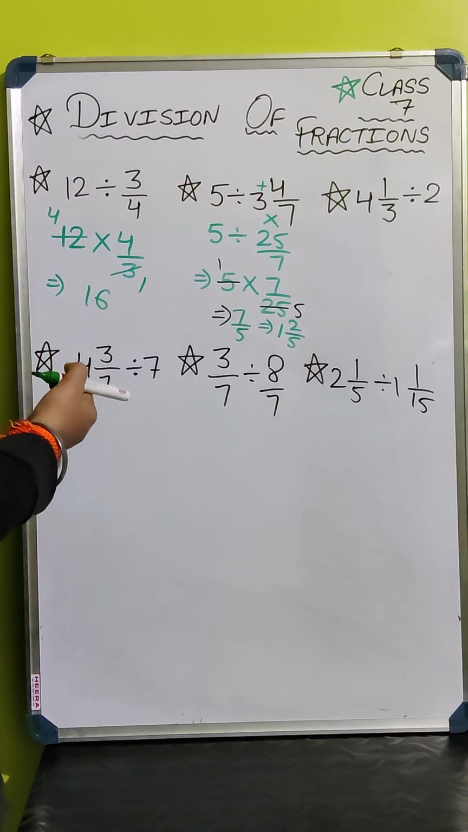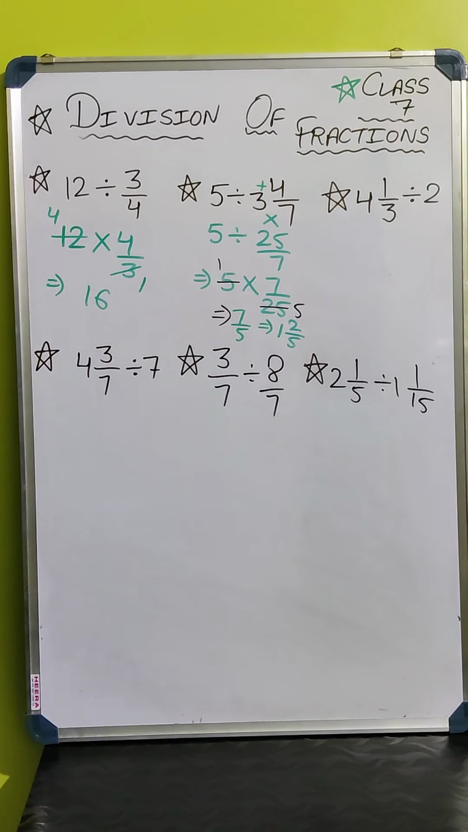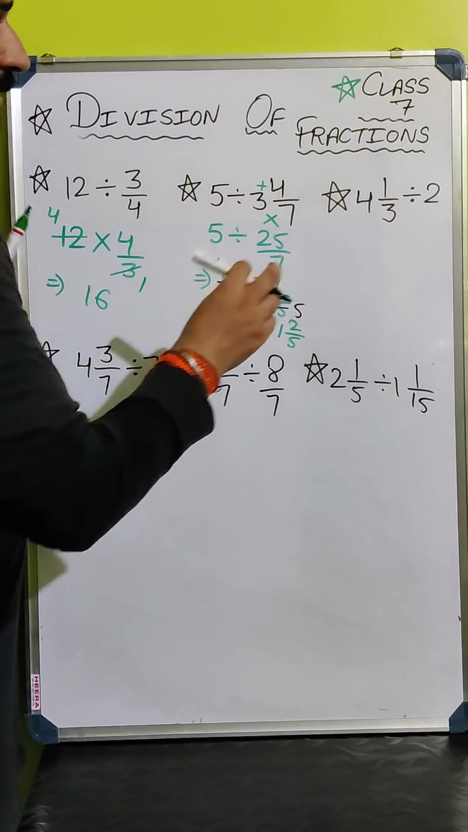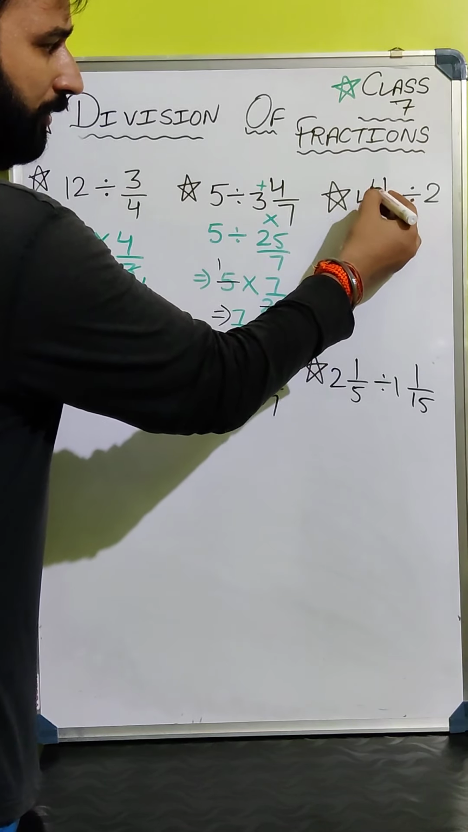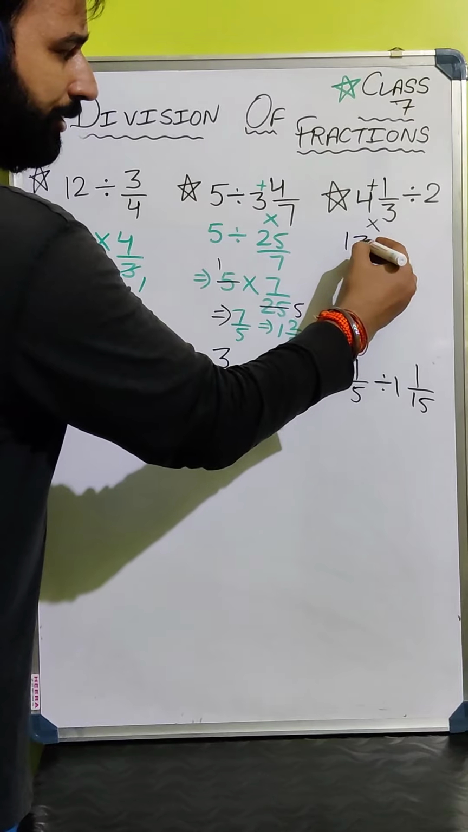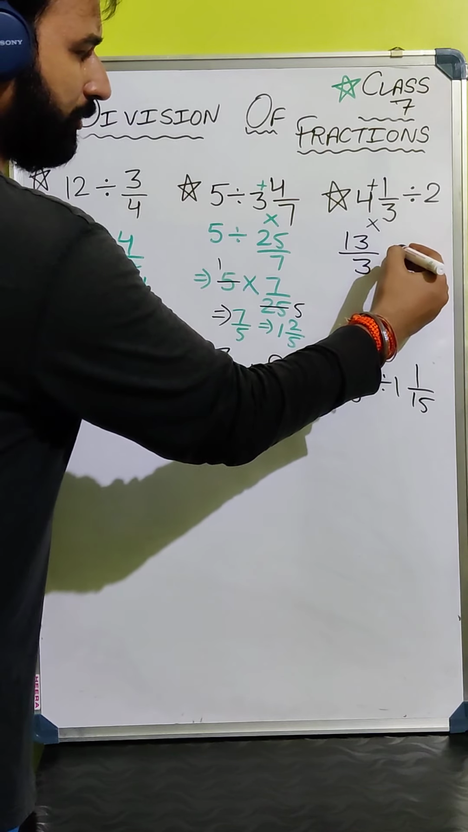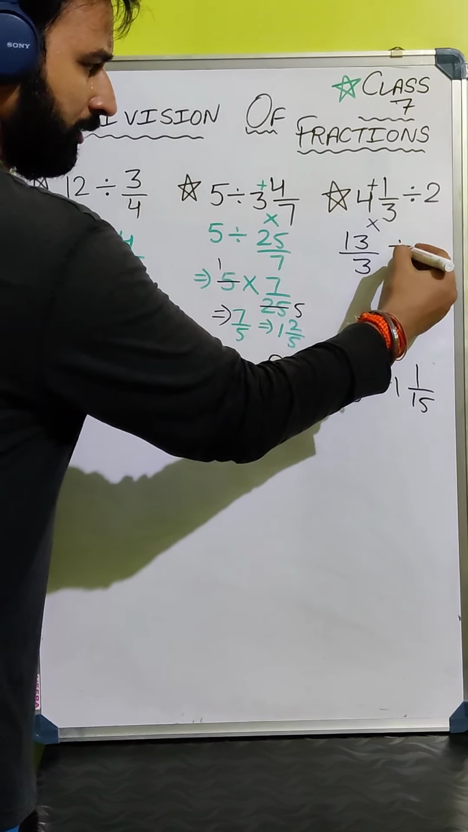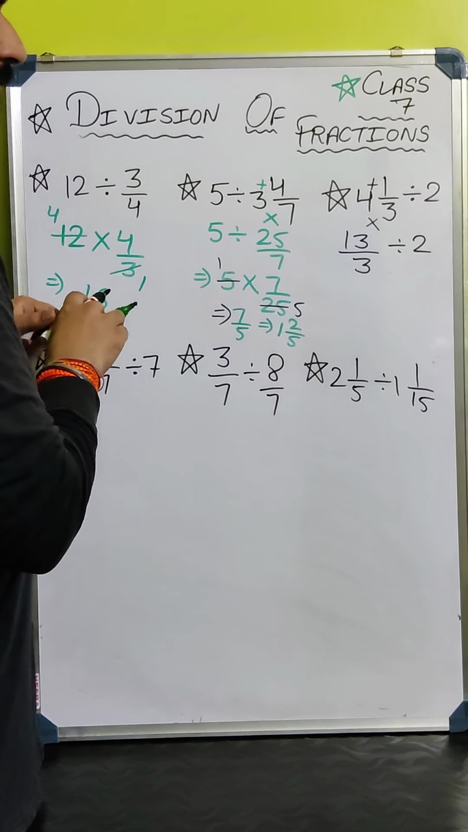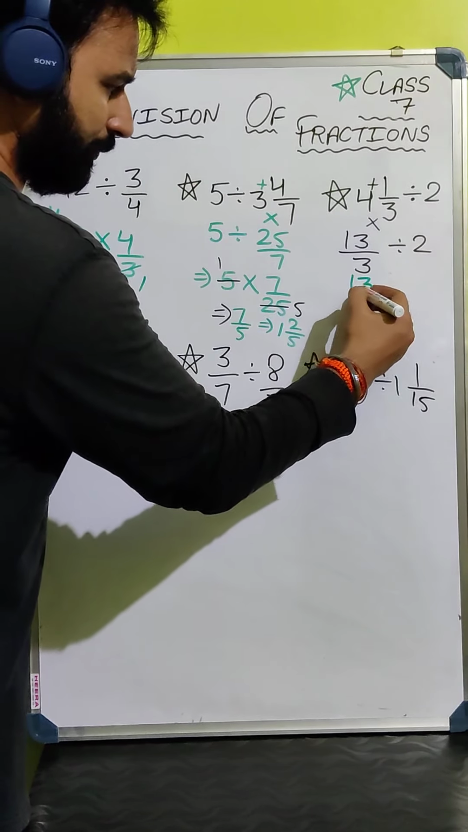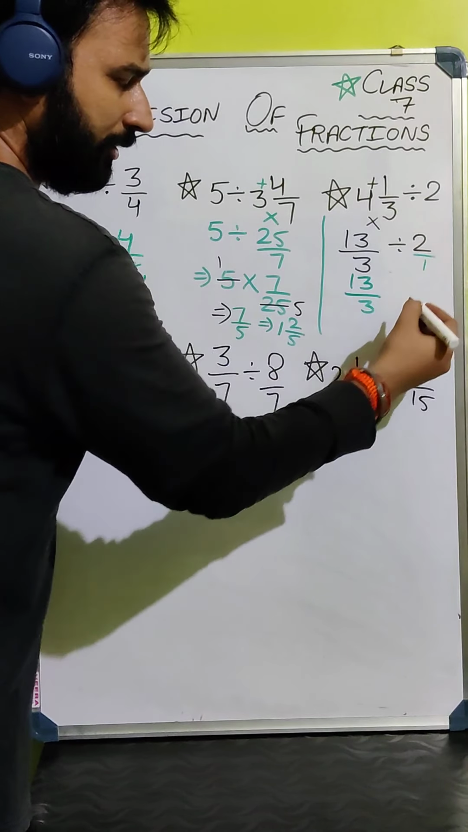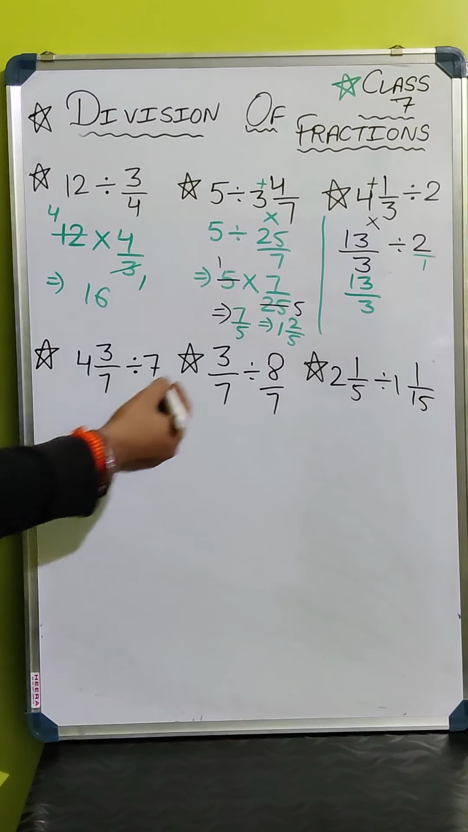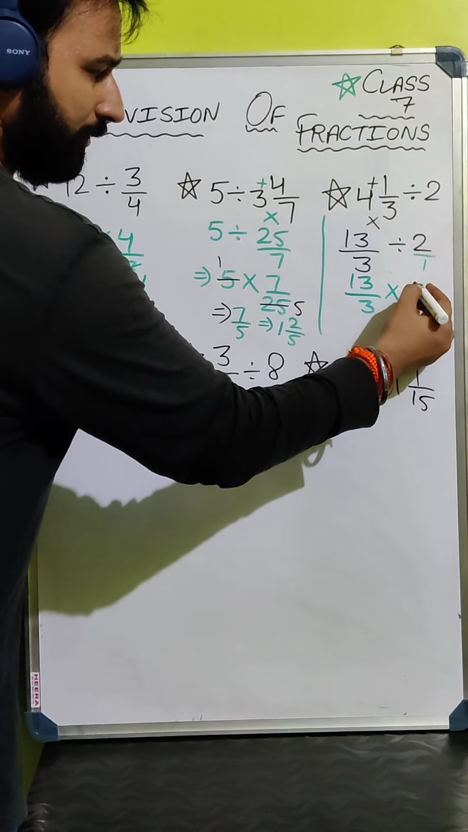Now comes the next example, that is 4 whole 1 by 3 divided by 2. First of all you will convert this number into a simple fraction. First of all you will multiply: 4 3s are 12, then you add 1, so 13 by 3 divided by 2. Now divide by 2. Just take the reciprocal. What is the reciprocal of 2? 2 has 1 in its denominator because this is a whole number. So in multiplication it will be 1 by 2.